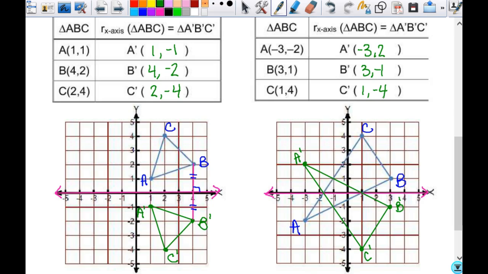If I'm reflecting in the x-axis, the x value does not change. What happens to the y value? Ooh, that word "opposite" needs to go in the trash can. Okay, you get multiplied by a -1, or you change the sign, but "opposite," I really don't know what that means. Okay, so it could be opposite of what, right? It doesn't make any sense.